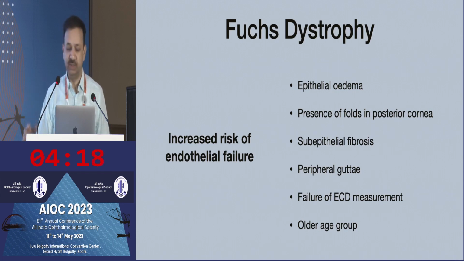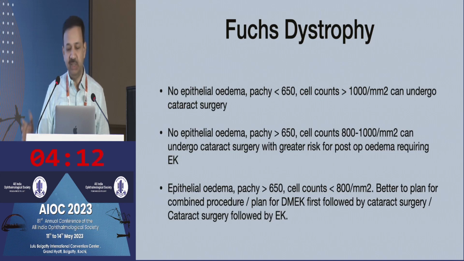Then you know that this is a more advanced form of endothelial dystrophy. So basically, you can use both the pachymetry and the cell count as the markers. I would say that if somebody has a thickness of more than 650 and cell counts of less than 800, maybe going ahead and doing a combined surgery makes more sense.